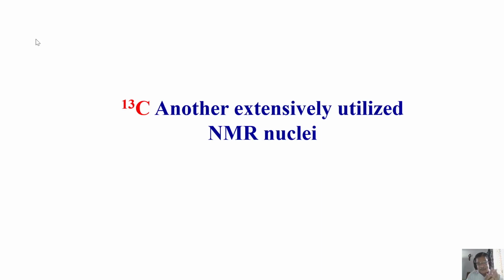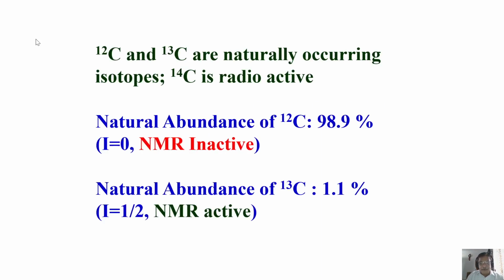Generally, most of the organic chemists come to us and say, I want carbon 13 NMR. Because they synthesize the molecule, they want to see proton NMR and carbon 13 NMR. So after proton, especially for the chemists, this is the second most sought after nucleus. Some important points about carbon 13.